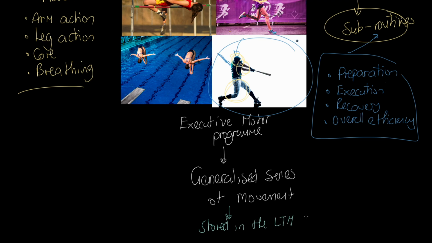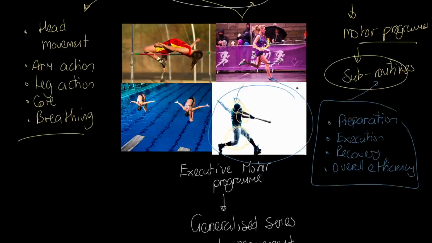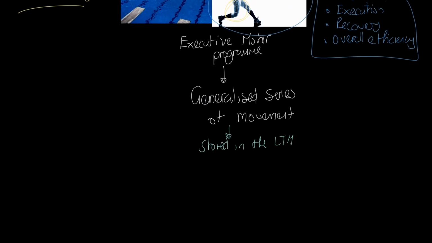So the motor program is a memory. Okay, and that's really important to stress. It's a memory of movement stored in the long-term memory. But this is where it gets interesting, folks. This storage, once it's retrieved and decoded, it can be adapted. So think about our baseball player, yes, has that kind of preparation, execution, recovery, but they're going to adapt that to the type of pitch that's delivered to them, right?